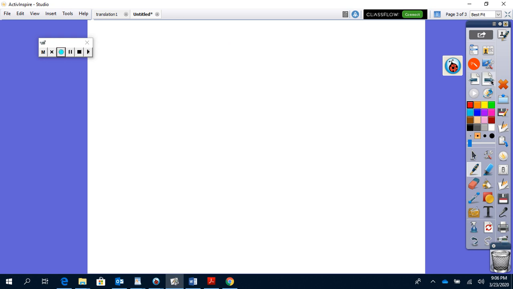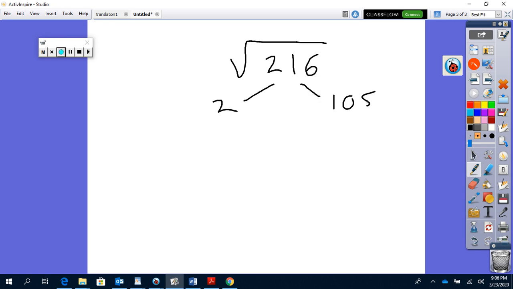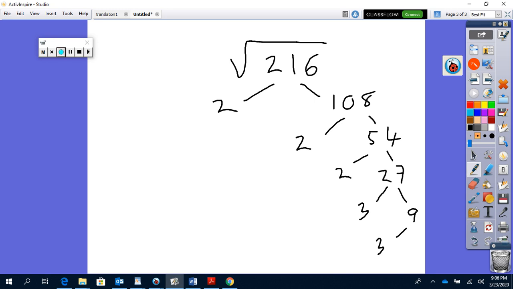Okay, let's do one more example of simplification. We're going to do the square root of 216. Let's break it down again. So we get 2 times 108. We get 2 times 54. We're going to get 2 times 27. We're going to get 3 times 9. And we're going to get 3 times 3. So we have 6 prime factors, 2, 2, 2, 3, 3, 3. And our factor tree is finished, so let's go to the square root.